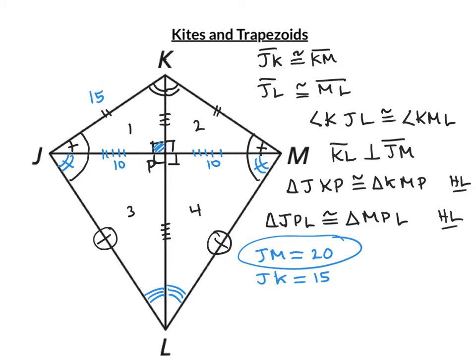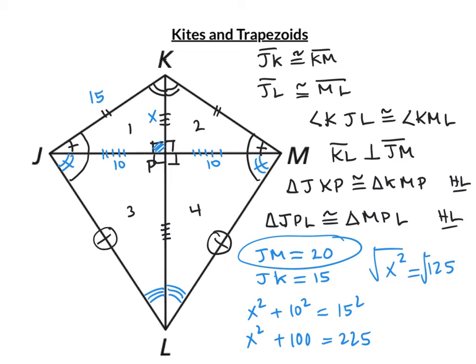Then we could call KP x, and we could use the Pythagorean theorem. There's a problem that does that. x squared plus 10 squared equals 15 squared. x squared plus 100 is 225. x squared is 125. Square root. The perfect square in 125 is 25. It's 25 times 5. Square root of 25 is 5, so it's 5 radical 5, or 5 root 5.